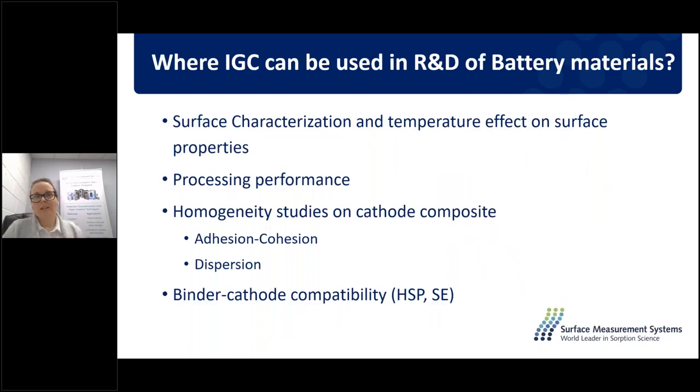Just to summarize what IGC can provide you if you are working in the field of research and development of battery materials: it can provide you comprehensive surface characterization of these materials. You can also measure the temperature effect on these properties, and also the humidity effect on these properties. You can get processing performance of these batteries, as you could see in the case of the two different graphites, the natural and the synthetic graphite. The production route, the processing route is different, and it clearly causes differences in surface energy and surface chemistry. And it's very, very important to see how big this difference is.